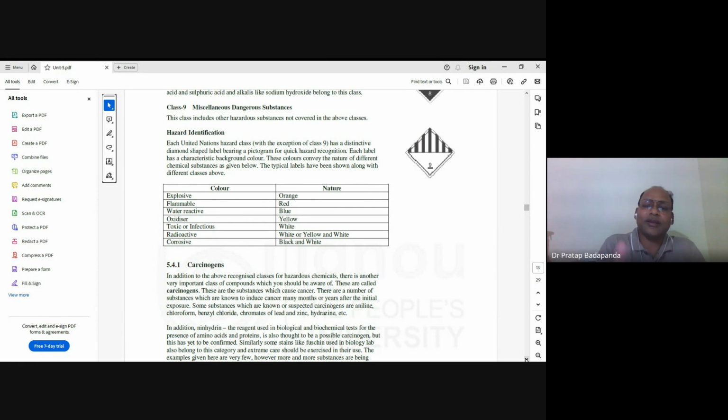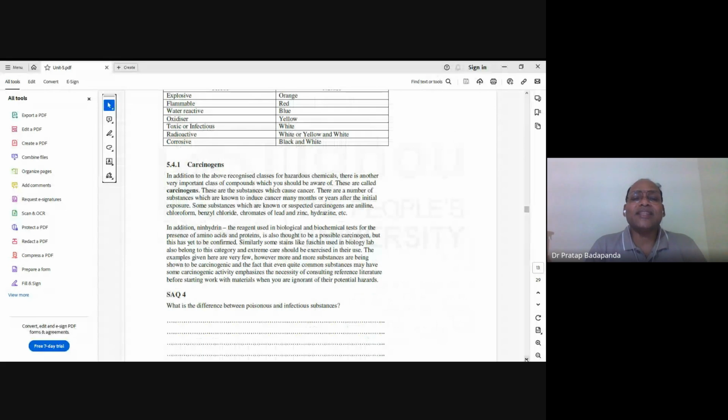Nature is explosive, color will be orange. Nature is flammable, color will be red. Nature is water reactive, color will be blue. Nature is oxidizer, color will be yellow. Nature is toxic infectious, color will be white. Nature is radioactive, color will be white or yellow. Nature is corrosive, color will be black and white, right? Then carcinogen.